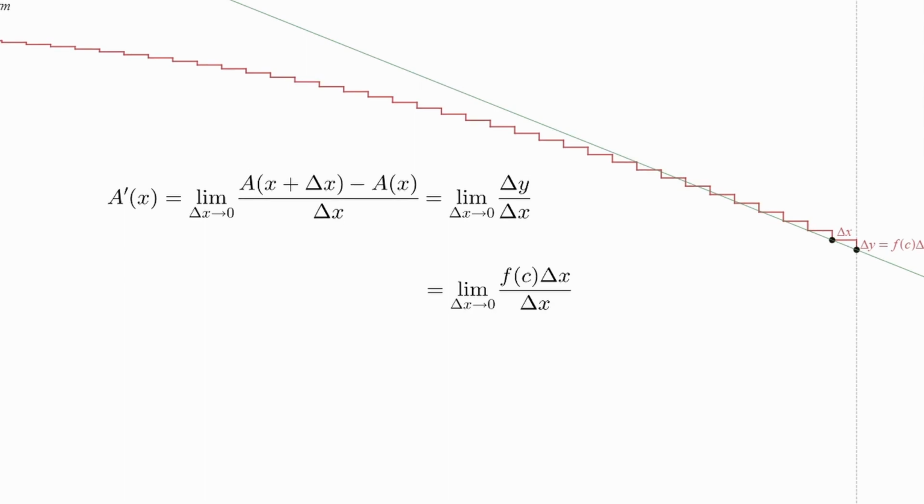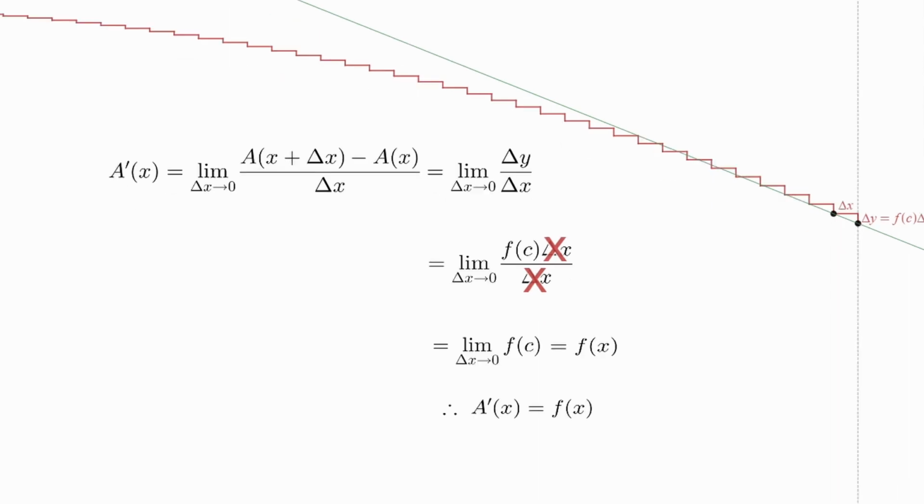So he wrote down A prime of x using the limit definition of the derivative. And in the limit as delta x approaches 0, f of c approaches f of x. To his astonishment, after the substitution and cancellation, Gottfried could plainly see that capital A prime of x equals f of x, which by definition means that the accumulation function capital A of x is actually the antiderivative of f of x. Whoa. Are you telling me that the accumulation function is really just an antiderivative in disguise?